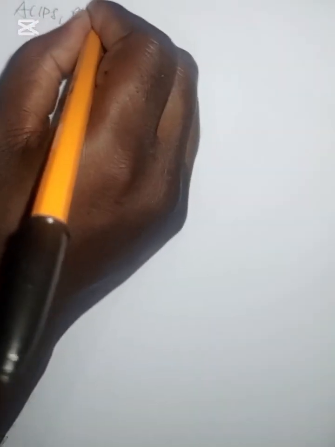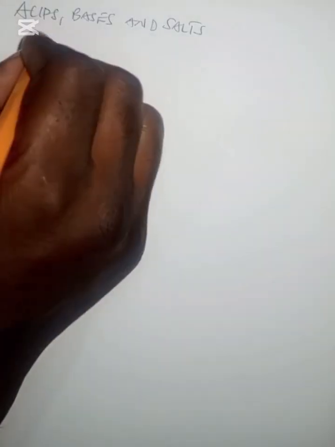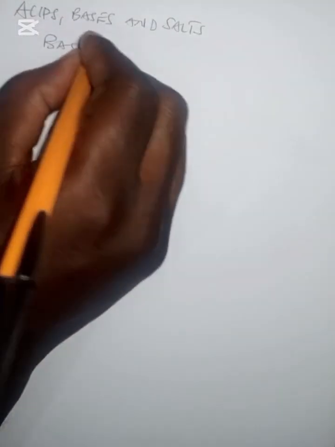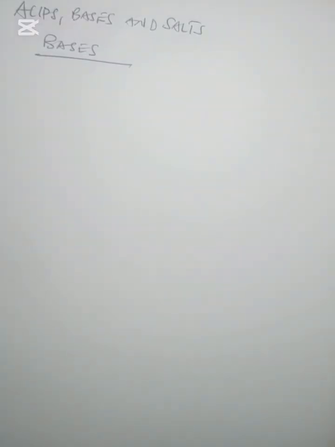All right, so we are still looking at acids, bases, and salts. We did acids. Now we are to look at bases. Okay, so specifically, we are looking at bases. So what is a base?